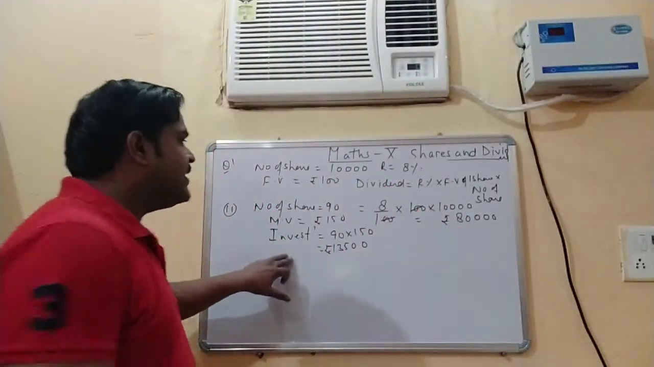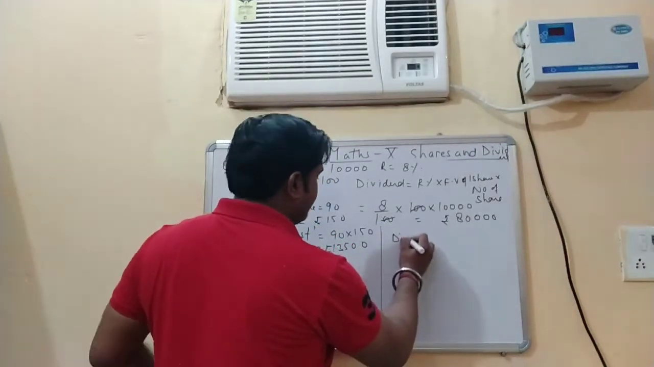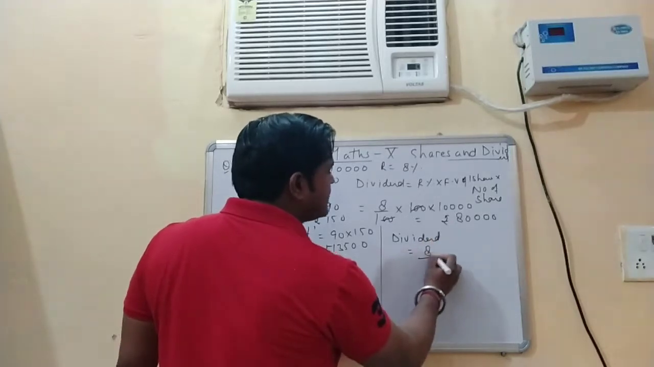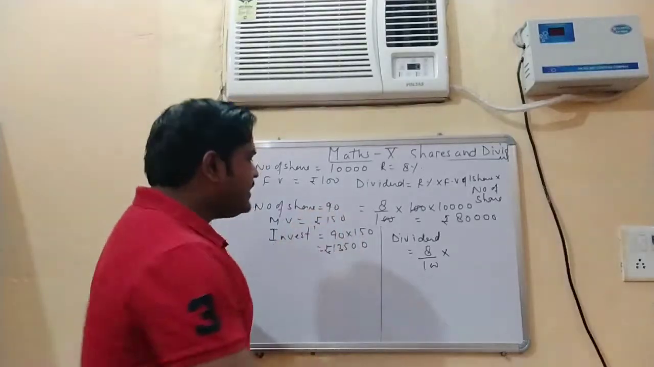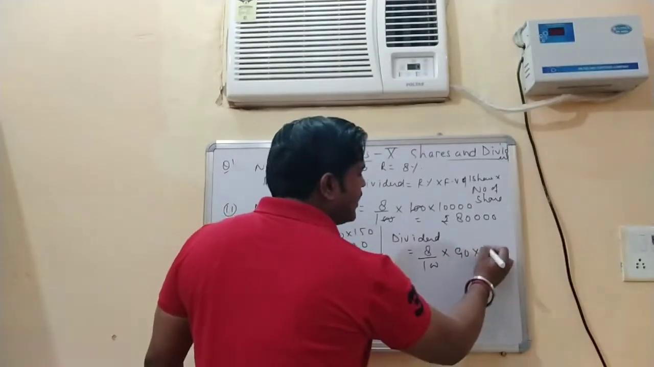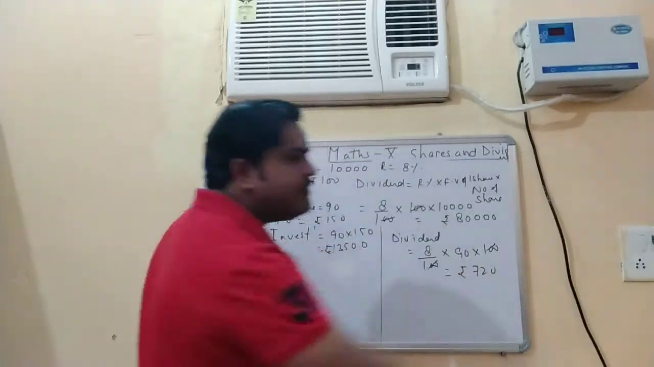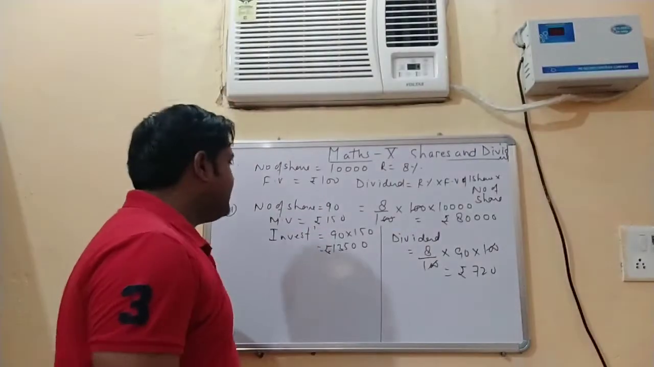Now if we want to calculate the percentage return, we have to calculate the dividend also for this case. So dividend will be equal to, rate is your 8%. What is the number of shares now? The number of shares is 90. So this will be 8% of 90 into 100. So this will be equal to 720. 720 will be the dividend or the income made by this Ramesh.